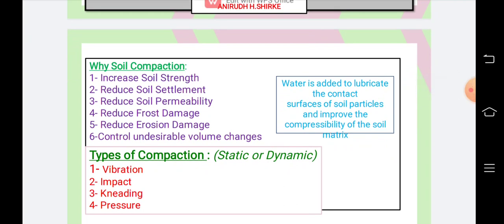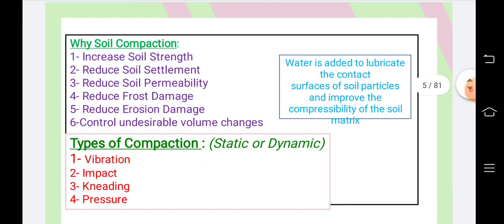So what is the purpose of compaction? Why do we do compaction? There are various purposes. The first purpose is to increase the strength of the soil mass; by giving more blows, the strength of the soil mass goes on increasing. Then the second one is to reduce the settlement.